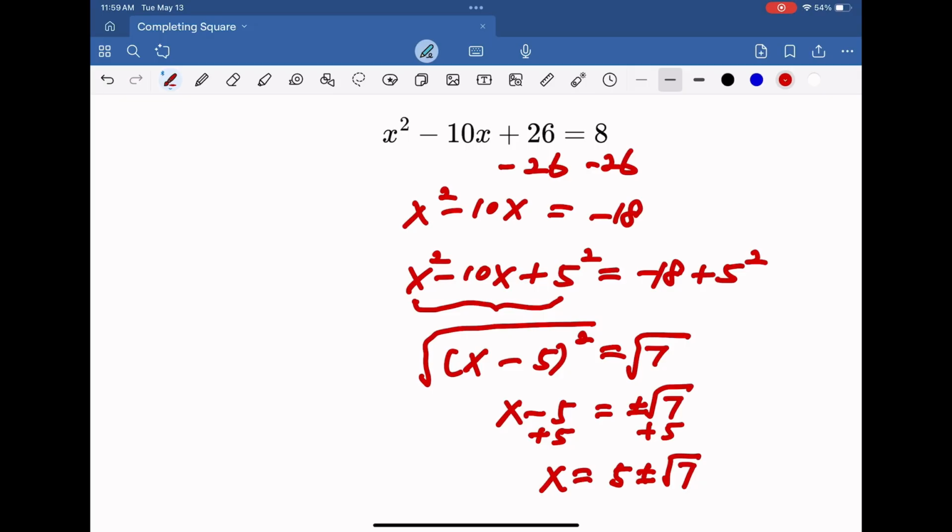In the next video, we'll solve quadratic equations where the leading coefficient isn't 1.